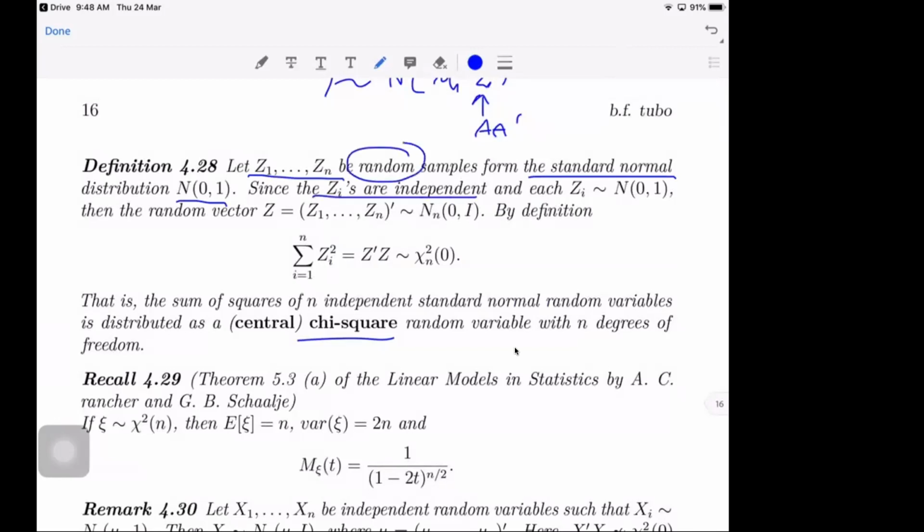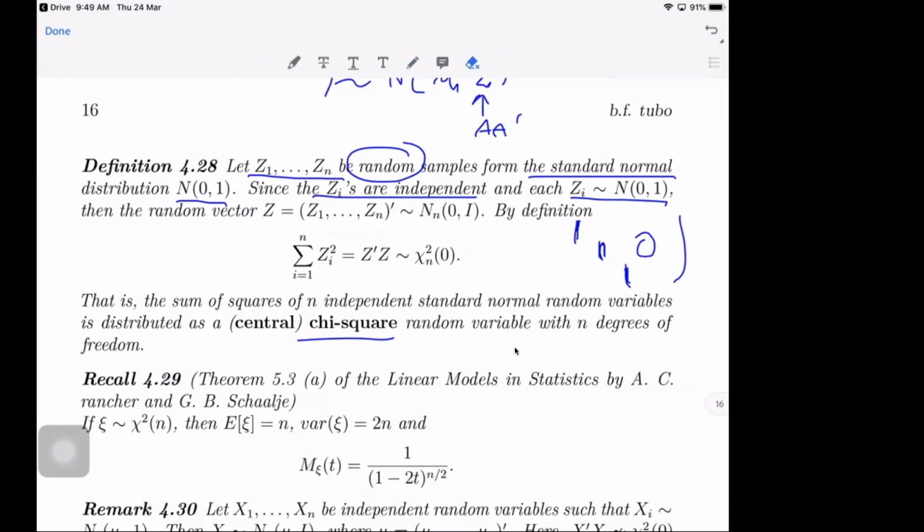and random samples means that the zi's are independent and each of the zi are normal. Then the vector, so kini individual values of the random variable, the zi's are normal. Then a random vector z, which composes of normal distribution, will still be normal with a mean vector 0 and the identity matrix. So identity matrix 1, 1, 1 sa diagonal. Off diagonals are 0. Ibig sabihin, all of the variances there in the diagonal are equal to 1.